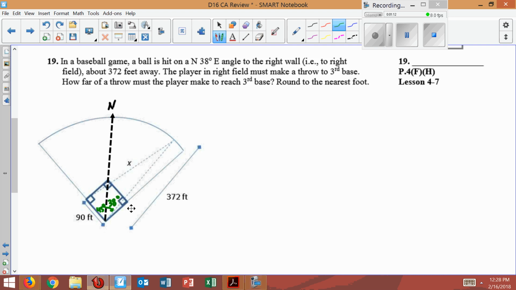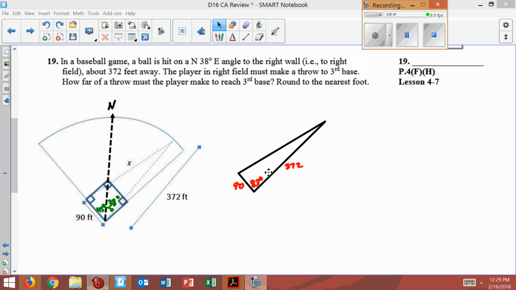So I cannot use SOH CAH TOA, where tangent is y over x. Really all I have is this distance here, I have 90, and I have an angle right there. Let me do a quick sketch of what we have. We know this is 372, we know this is 90, and we just determined that this is 45 plus 38, which is 83 degrees. Now, let's see how we can figure out the rest of this problem.